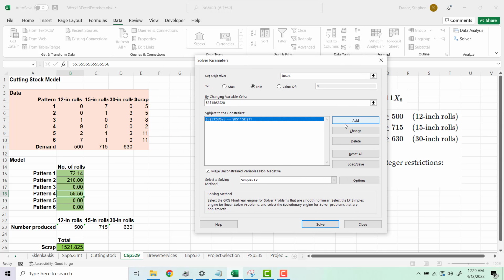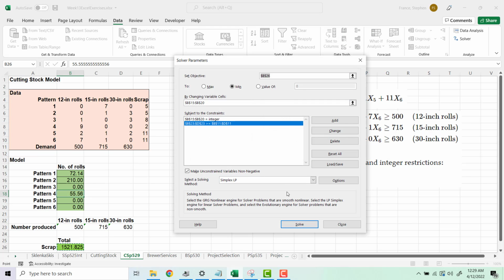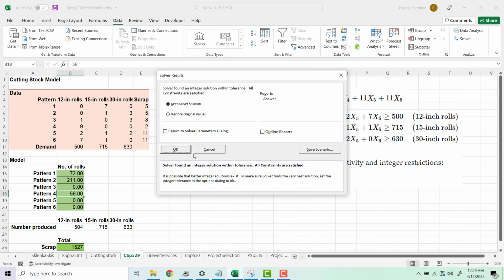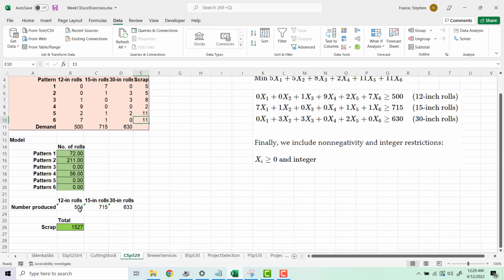Okay, and what we're going to do is add some constraints, and these are going to be integer. We're going to do exactly as before, but with integer constraints, and click solve. And you see we now have integers. So we've gone up from scrap 1521 to 1527 because we can't cheat by having a partial number of rolls. We're going to cut 72 from pattern 1, 211 from pattern 2, and 56 from pattern 4. So we actually managed to succeed without using any of these patterns that create a lot of scrap.